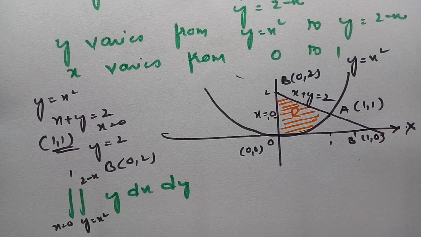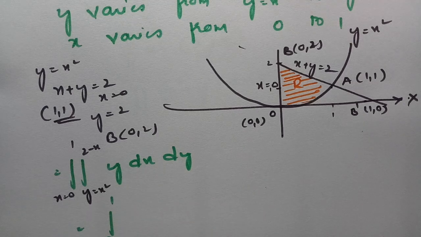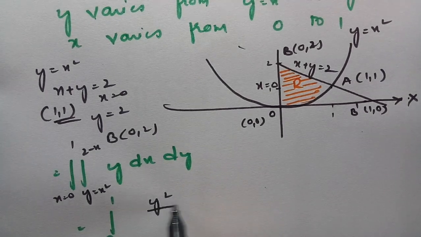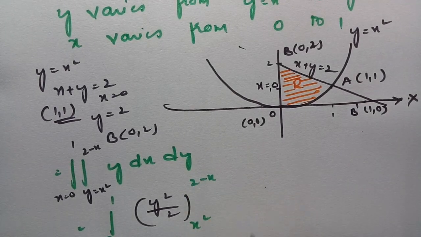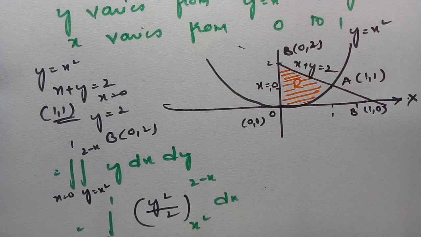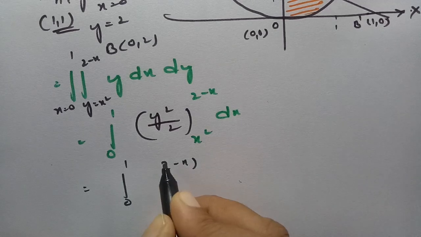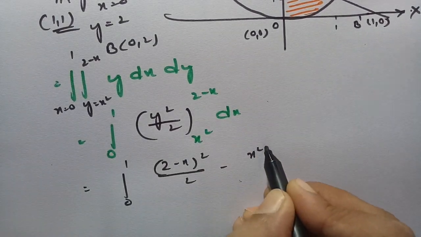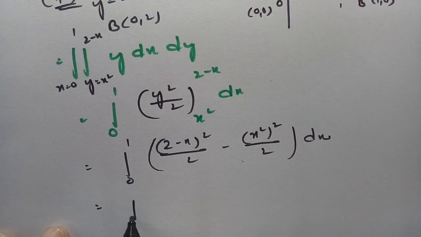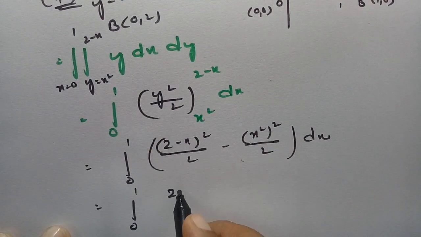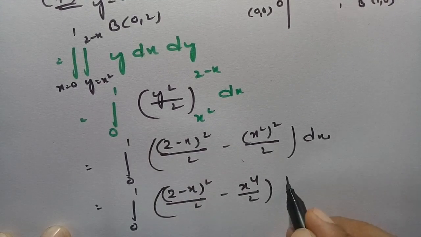Now first of all I'll integrate with respect to y. So this is 0 to 1, and for y integration is y square by 2, between the limits x square and 2 minus x, of dx. I have to substitute the limits here. So this will be 0 to 1, and if I substitute, this is 2 minus x whole square by 2 minus x square whole square by 2 of dx. Now I have to integrate this one, 0 to 1: 2 minus x whole square by 2, and x power 4 by 2 of dx.